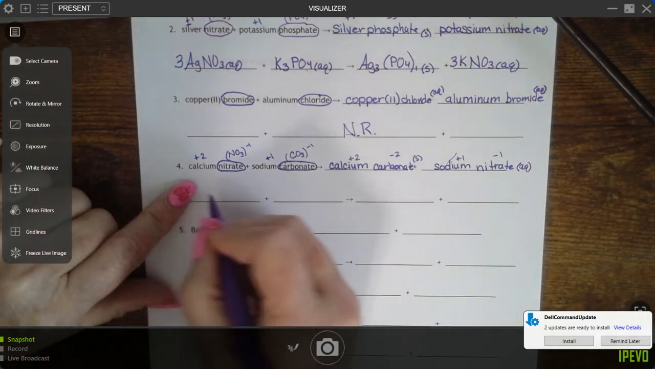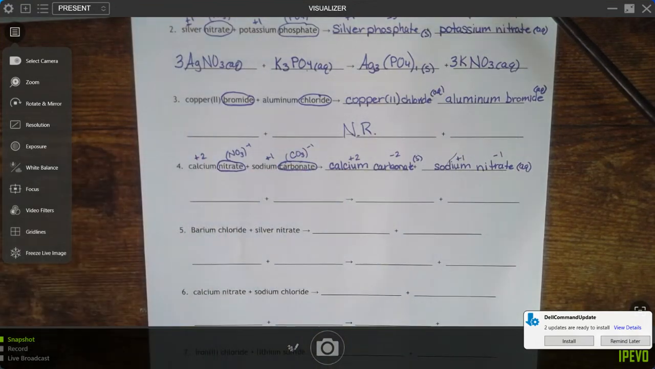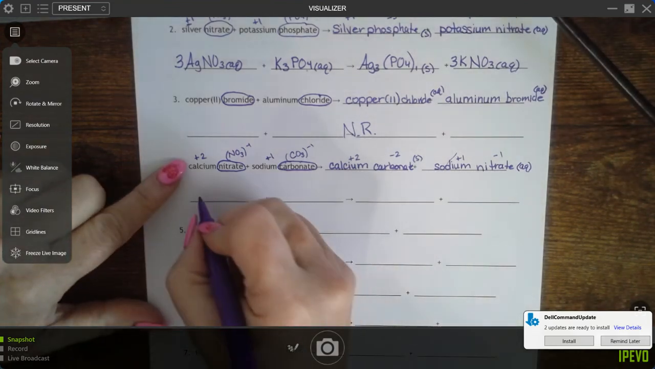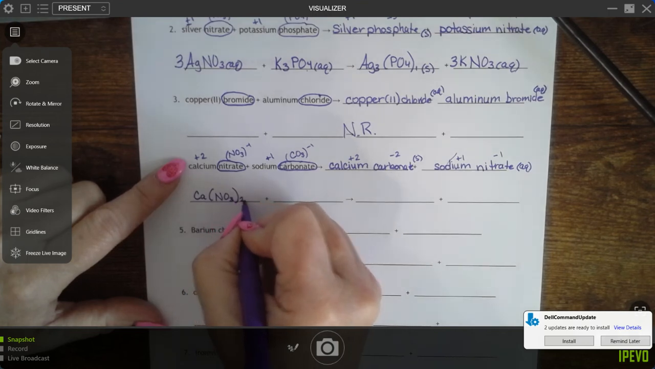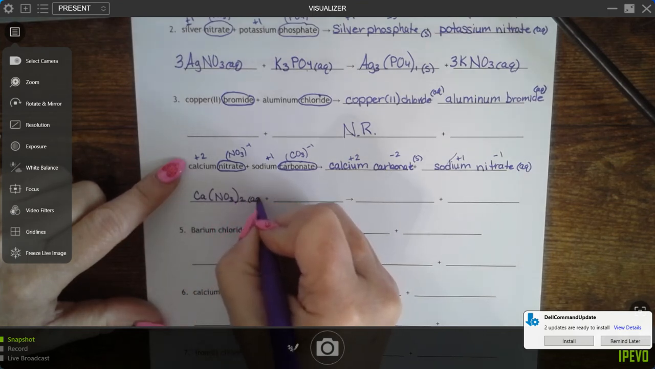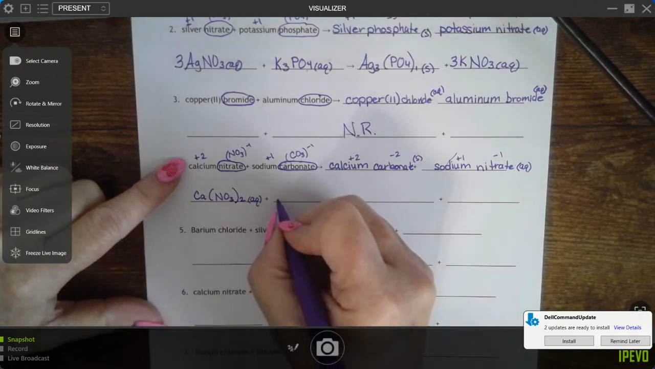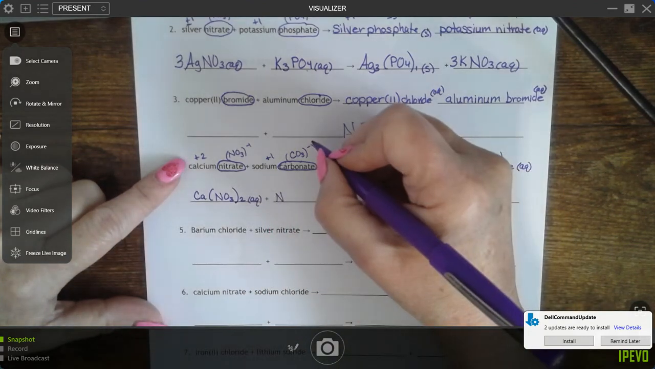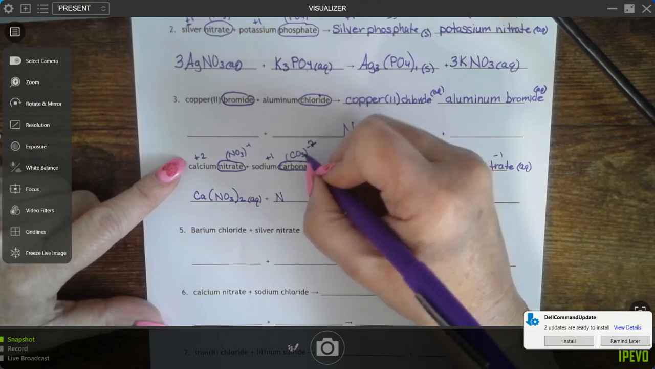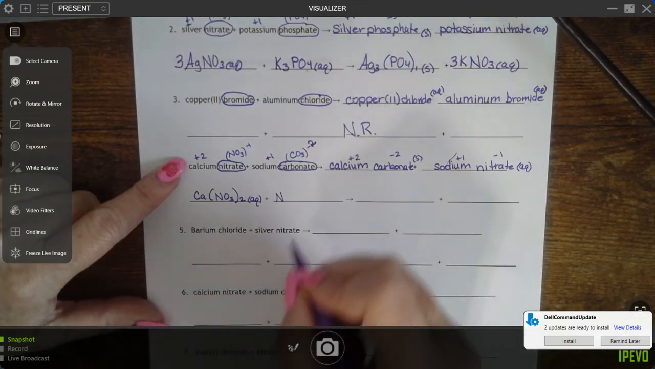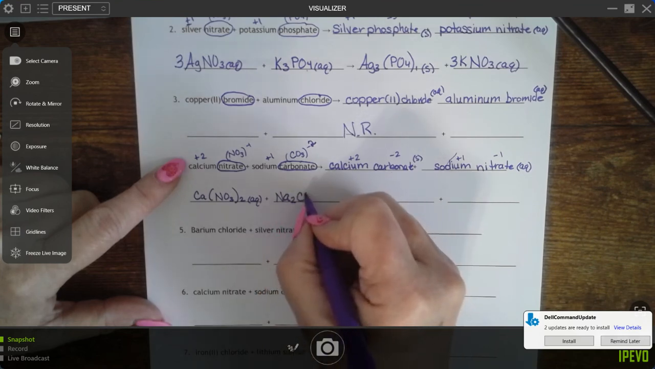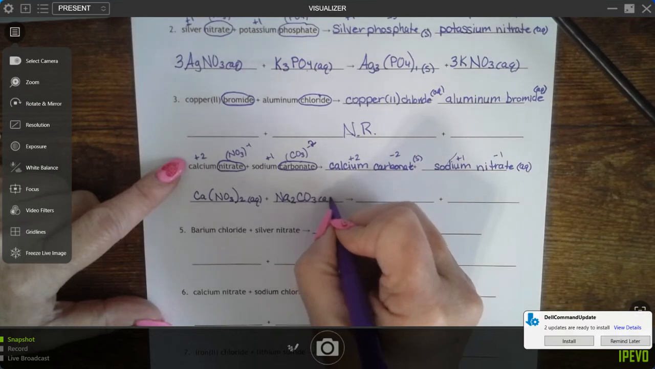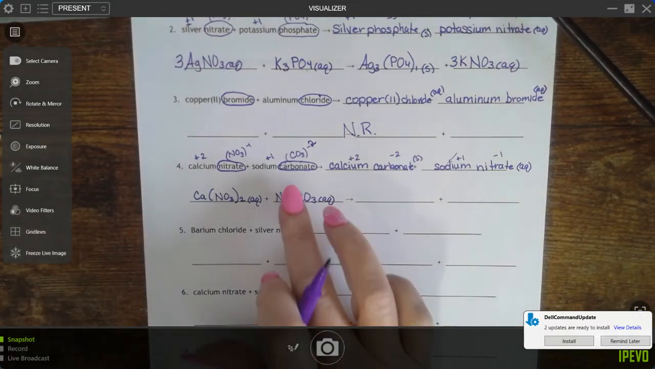All right, so let's write our formulas. So we remember we put those charges there so we know that we're going to crisscross them. Okay, so calcium, so Ca(NO3)2 aqueous plus, I made a mistake. Did anybody catch that? This should be carbonate as a -2 charge. That would have messed things up. So Na2CO3 aqueous.